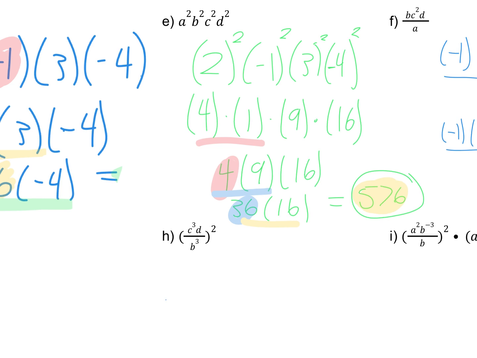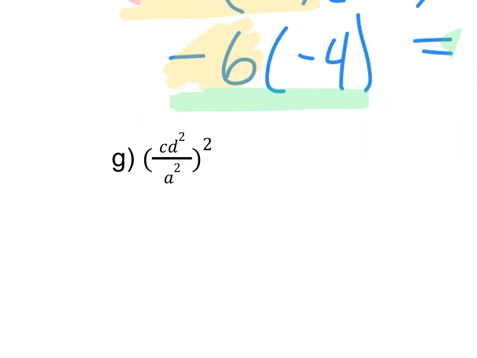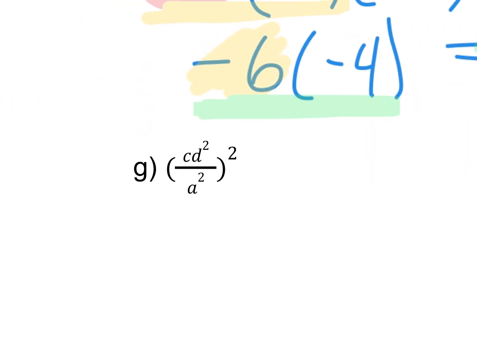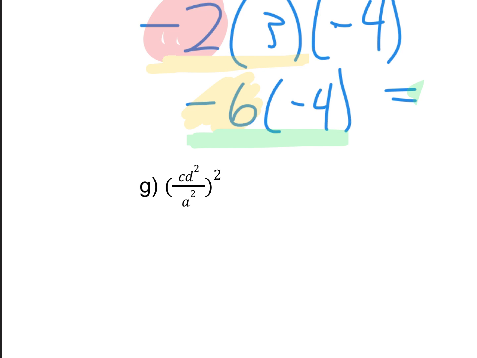All right, we got 3 left. Problem G. This is very similar to the one we just did, except when we're done, we're gonna have to square our entire answer, okay? So let's start our very first step and substitute all of our values in. So we have C, which is 3, and we'll keep them in parentheses.